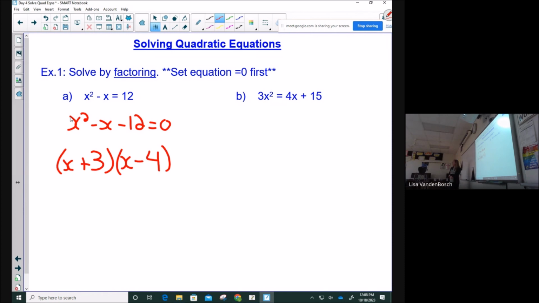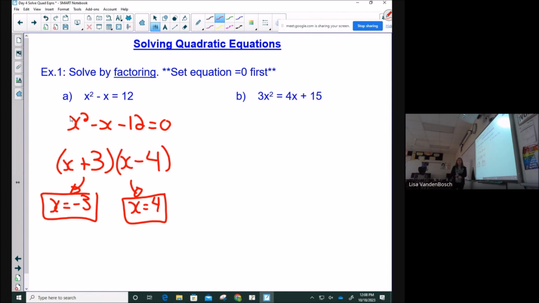So are we done? No, because we haven't solved yet. So we've factored it. Now let's solve. What will x be in this bracket? -3. Perfect. And what will x be in this bracket? +4, yep. We did this last year. We did do this last year, yep.